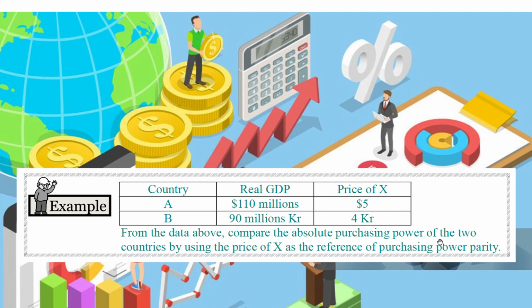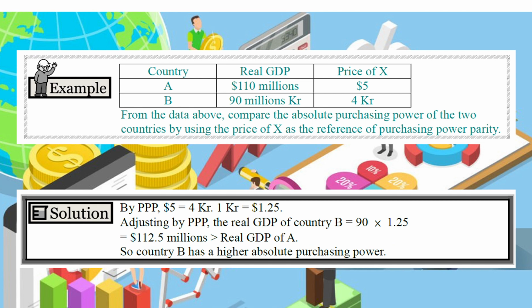Working time. From the data above, we will compare the absolute purchasing power of the two economies by using the price of X as the reference for purchasing power parity. Say clearly what X is, maybe a hamburger. If you use another good, it may have different effects; sometimes it's the opposite. Get your calculator, try to work it out, pause and work on it. Welcome back, now it's time for checking your answer.